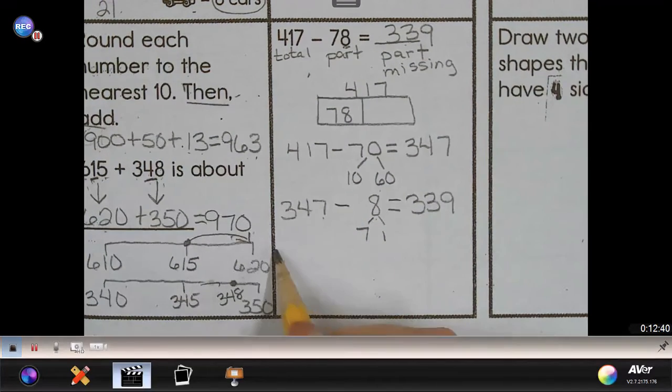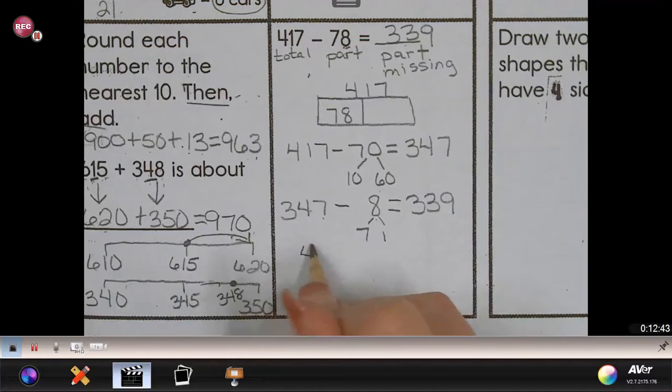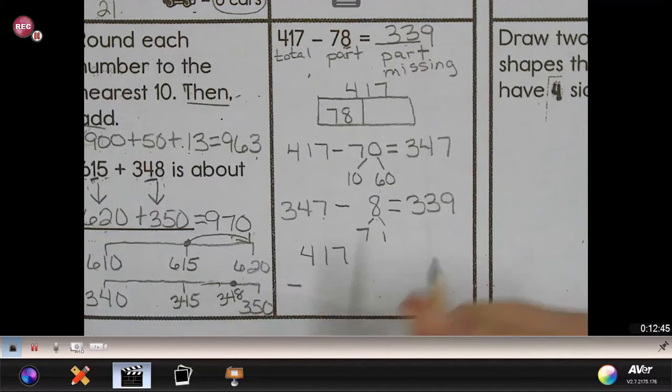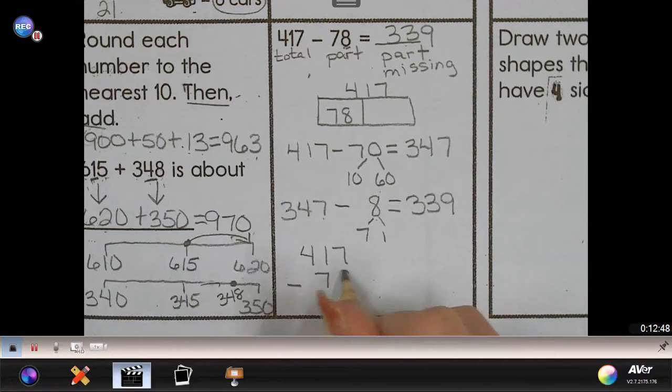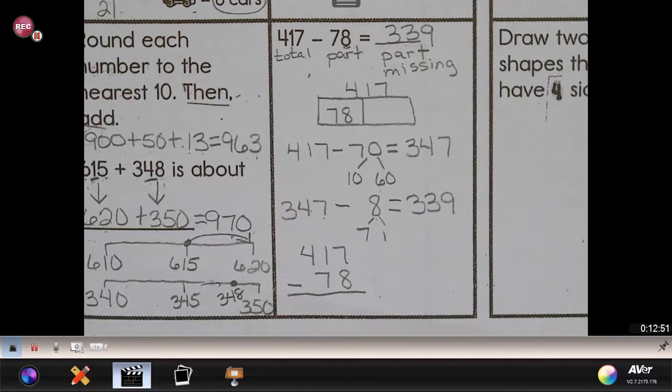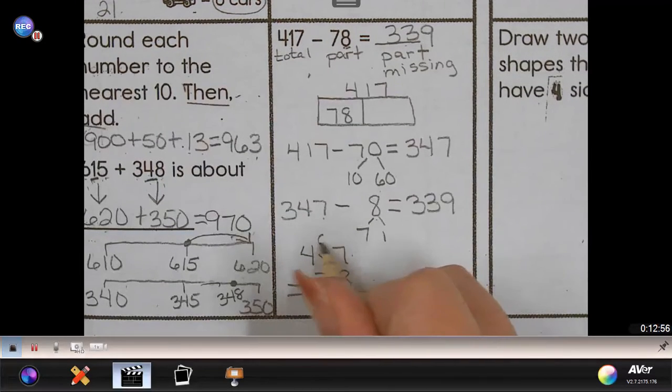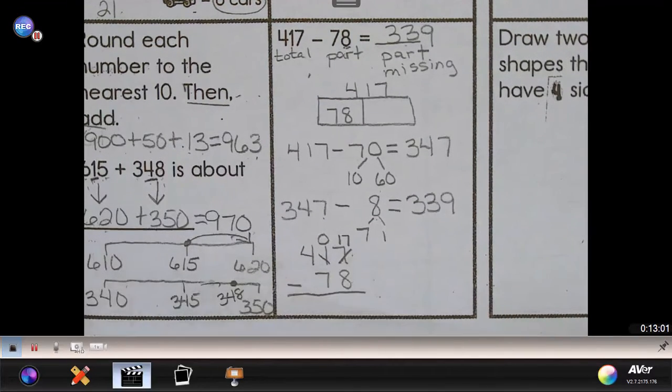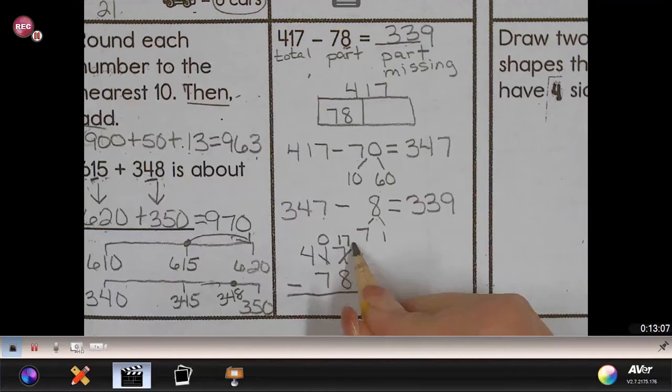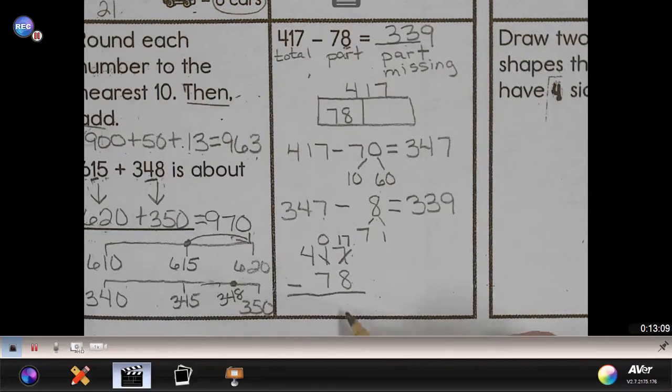Now I'm going to take and use an algorithm to do the same thing. So I'm going to subtract 417 minus 78. I cannot subtract 8 from 7. So that tells me I need to regroup or borrow a 10 so that I can have enough to subtract. That is 17. 9 plus 8 is 17. Well, if I didn't know that, I could think about my double of 8 plus 8. 8 plus 8 is 16, so one more would be 9 plus 8, and that would give me 17.